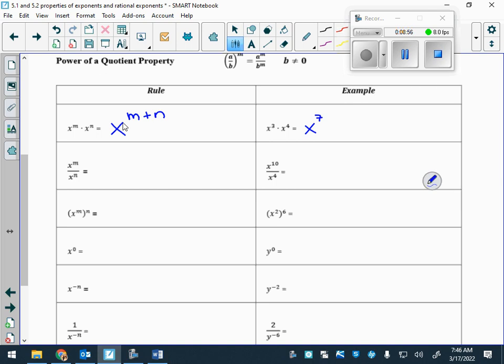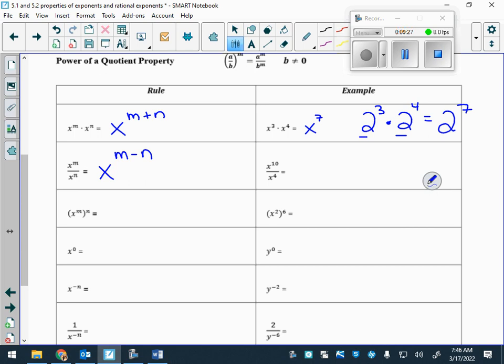And this is another one you will see. Say if I have 2 cubed times 2 to the 4th, 2 is your base. So you end up with 2 to the 7th. How about the next one? What do we do? This is the quotient of powers. What do we do? Let's see. Mia. Good. x to the m minus n.